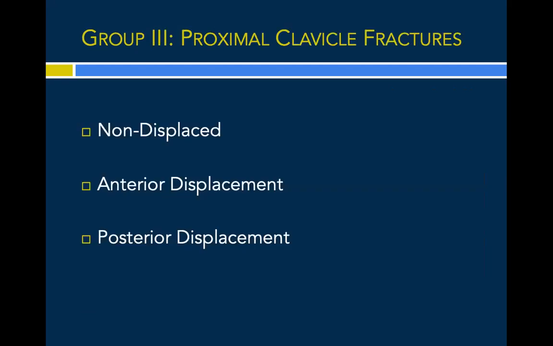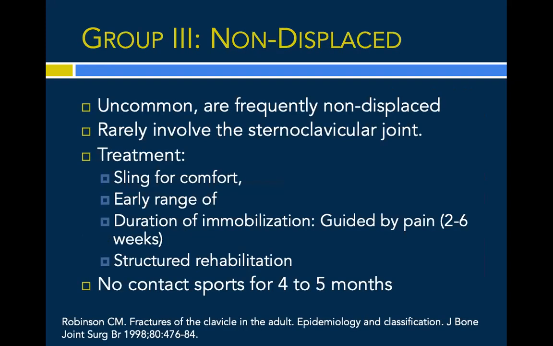So these group 3s, the proximal clavicle fractures, come in 3 categories: non-displaced, anteriorly displaced, and posteriorly displaced. When we talk about displacement, it's going to be the lateral fragment. Remember that medial fragment is fixed to the sternoclavicular joint. In general, group 3s are uncommon, but when they occur, they are frequently non-displaced. They rarely involve that really thick fibrous sternoclavicular joint. And so we can treat these symptomatically: sling for comfort, early range of motion.